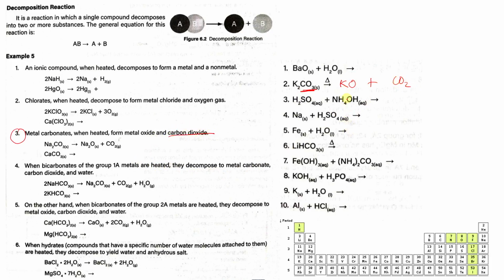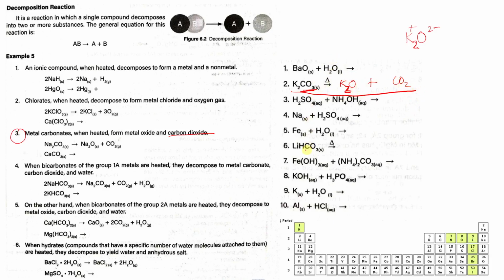Now let's check on this one. We have KO. The charge of potassium is positive 1. The charge of oxygen is negative 2. So it's not neutral. So let's put here 2 to make positive 2, then negative 2. This one is K2O. So these are the products for this reaction. We have potassium oxide and carbon dioxide.